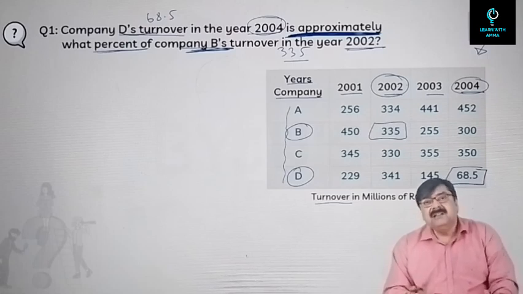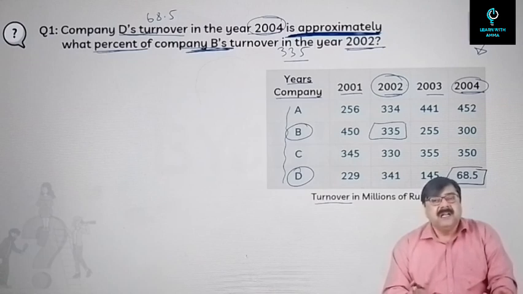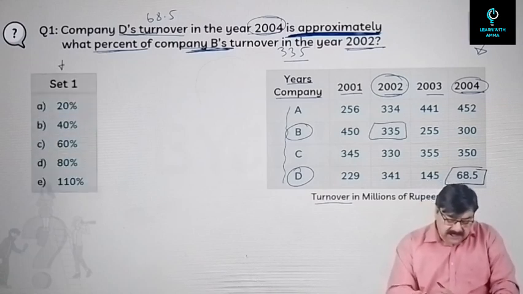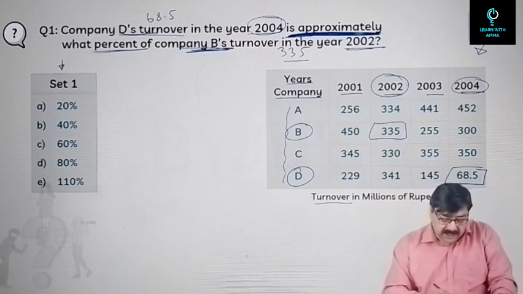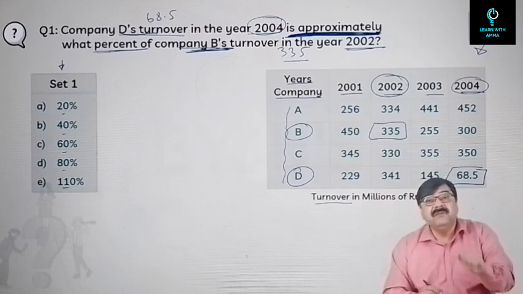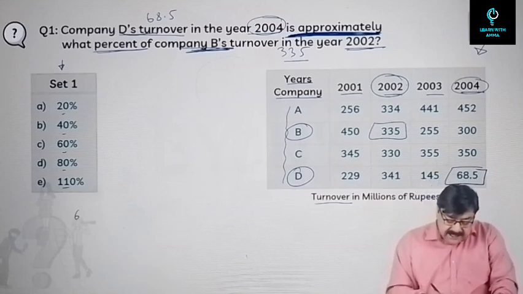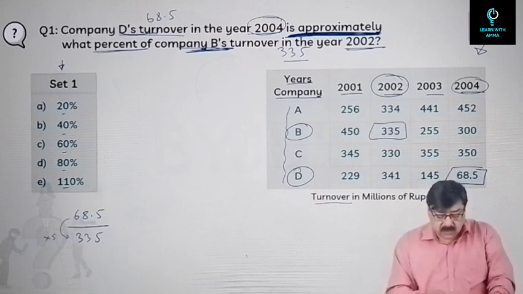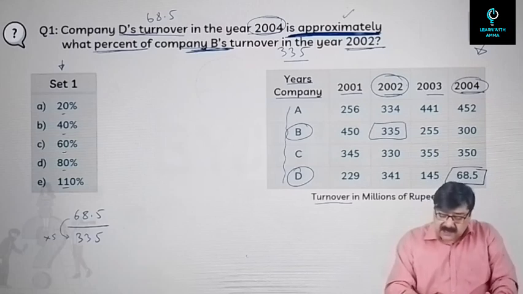That's it. Now, rather than immediately taking a plunge into the question and taking off with the calculations, kindly have a look at the choices. I'm giving you one set here. Set 1 says 20%, 40%, 60%, 80%, 110%. I've given you 5 choices here. Now, if you look at 68.5 and 335, we should be able to find out that 68.5 multiplied by 5 should nearly be 335. None of these choices is that, and the question is saying approximately.